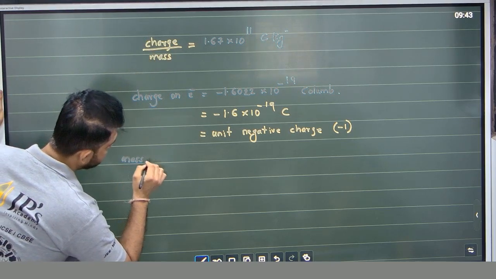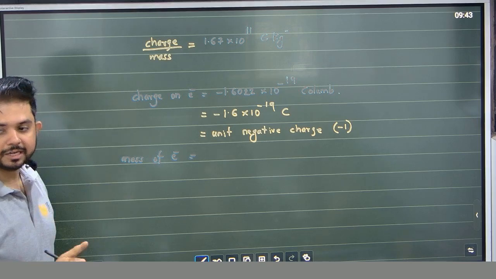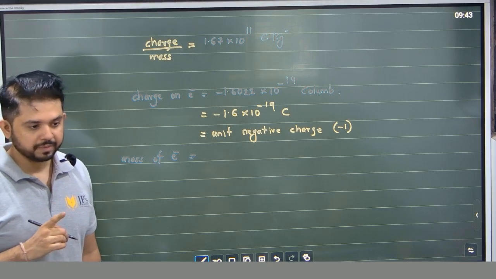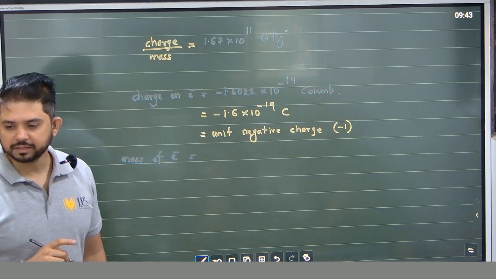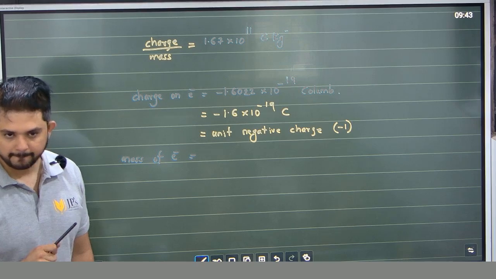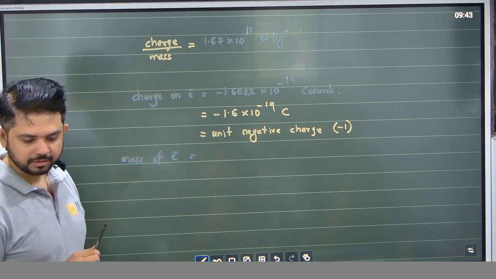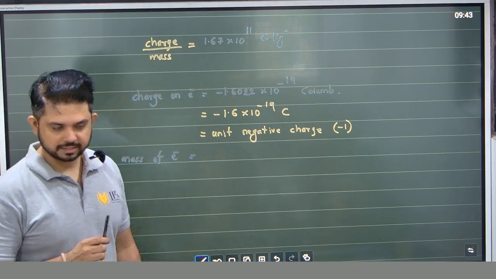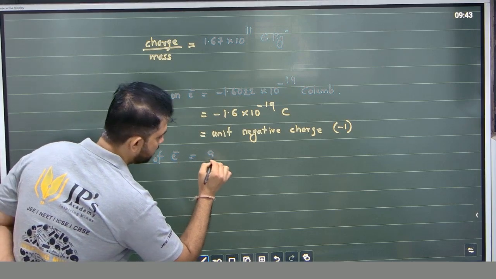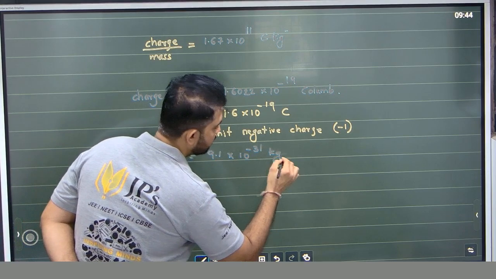Mass of the electron. When the mass was calculated, so mass of one electron is, anyone remembers, in mole concept we did a sum in which we had written the mass of the electron. 9.1 into 10 to the minus 31. Excellent. 9.1 into 10 raised to minus 31 kg.